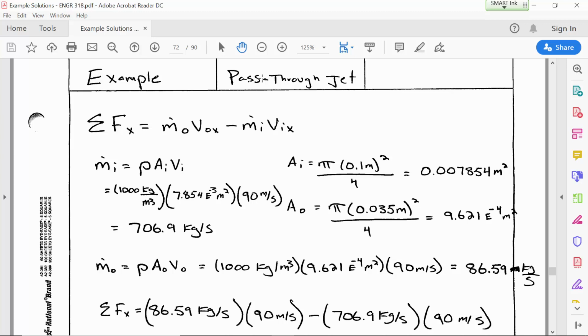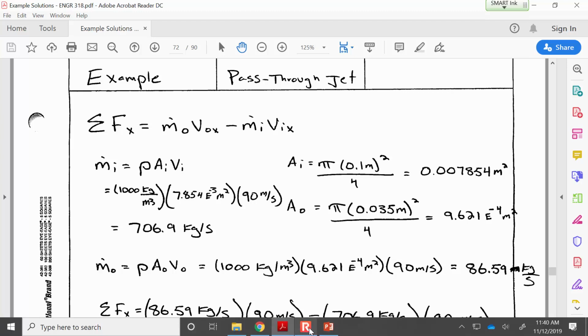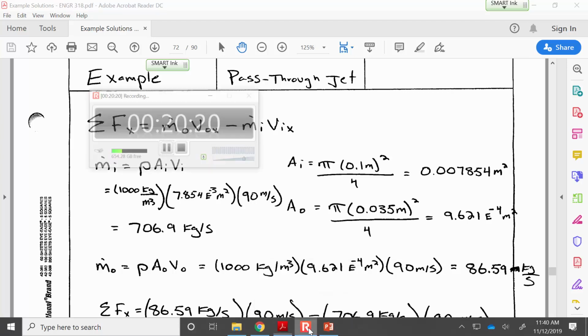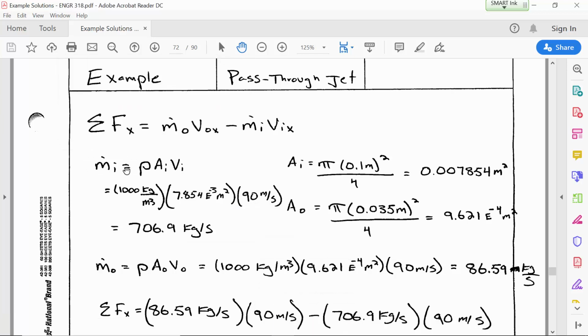Okay, so this one you'll have a different mass flow rate in versus out because the diameters are different. So we need to find the mass flow rate in. It's a big one compared to the mass flow rate out, which is relatively small. We needed the area for both of those in order to calculate the mass flow rate.